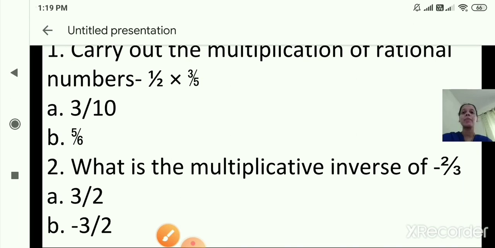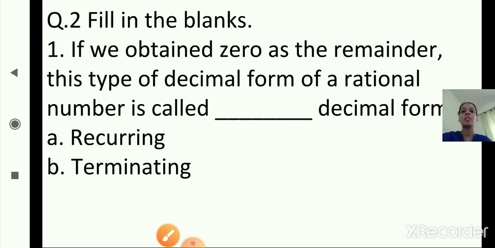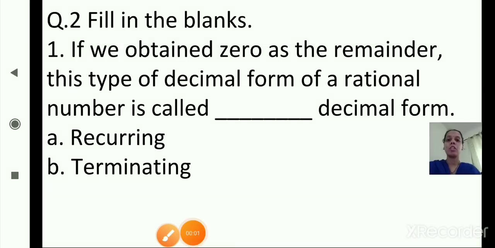Now we will see one more question, that is fill in the blank. Now question number 2, fill in the blanks. In that first one, if we obtain 0 as the remainder, this type of decimal form of a rational number is called dash decimal form. The options are given. Option A is recurring and option B is terminating.